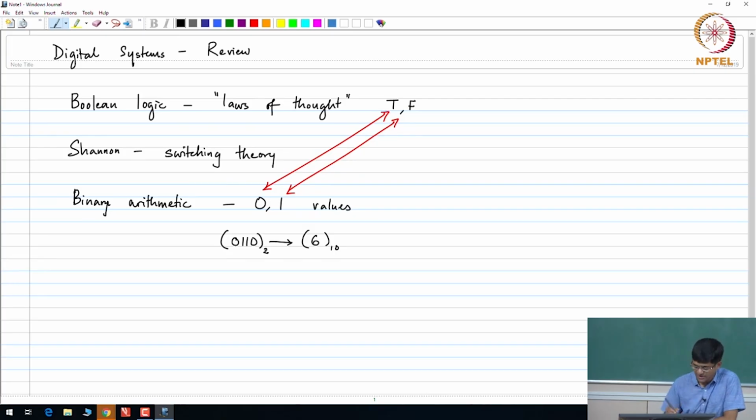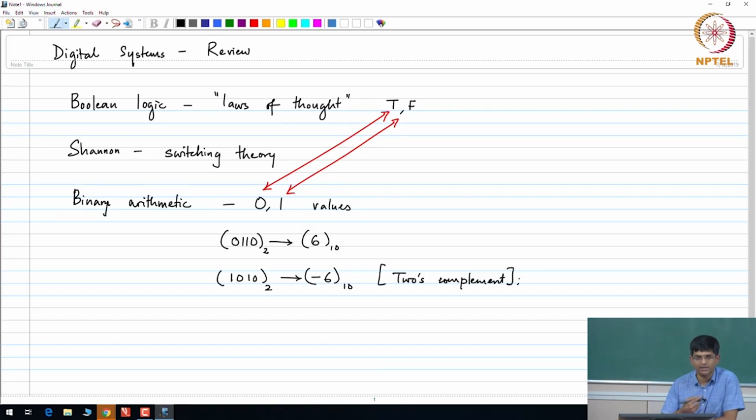And a similar extension for this allowed us to say that something like this could then be treated as minus 6, if we treated it as using the so called 2's complement system of representing negative numbers.